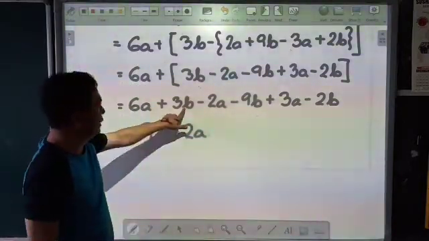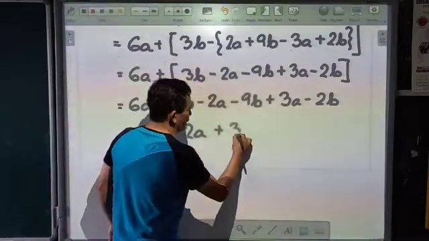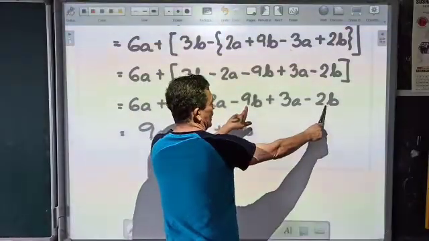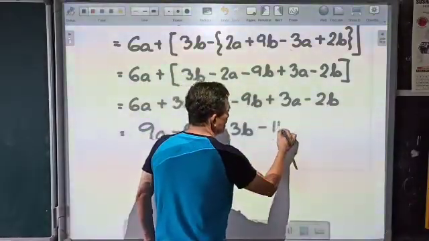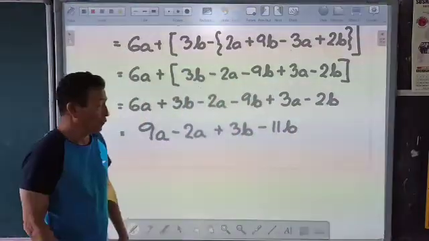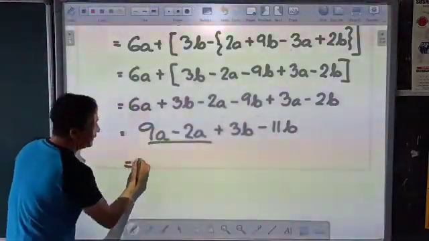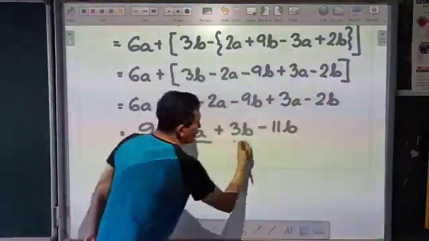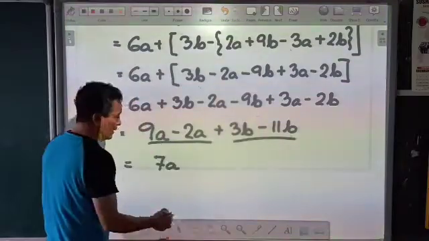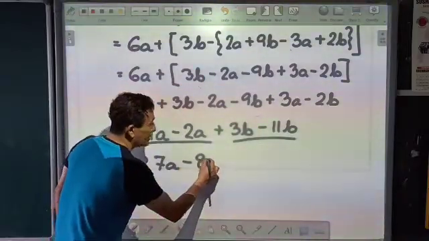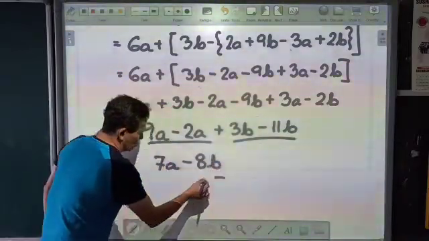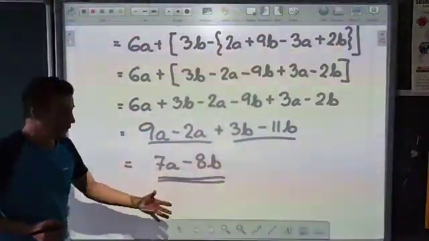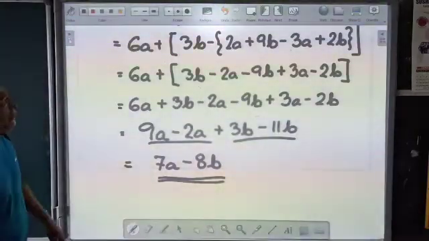Now if you look at b here, I've got plus 3b. That's the only positive one for us. In the negative, I have minus 9 and minus 2. That will give me minus 11b. So working this out, 9a minus 2a will give me 7a. And working this part out, 3 minus 11 will give me minus 8, and then I have b. So these two are unlike terms. I cannot work any further. Moving on to another example.